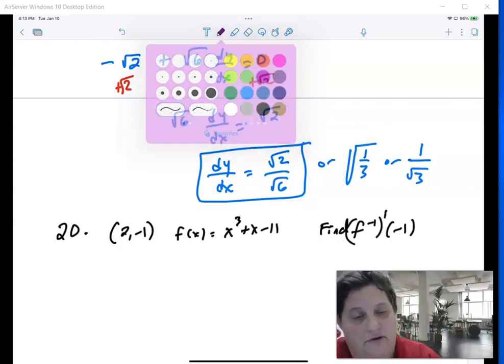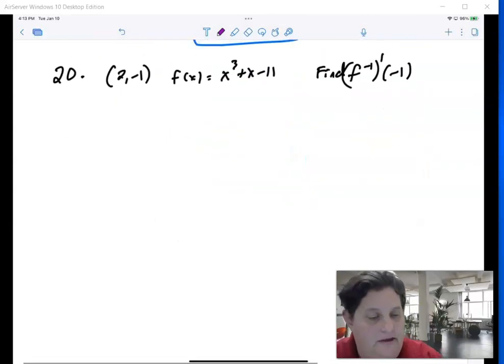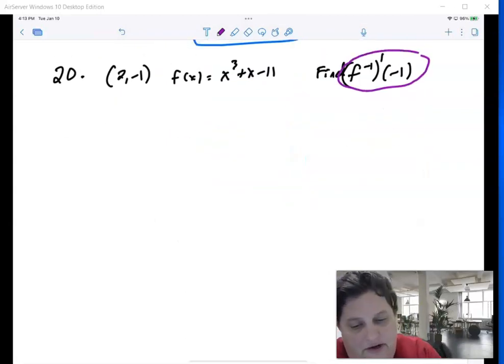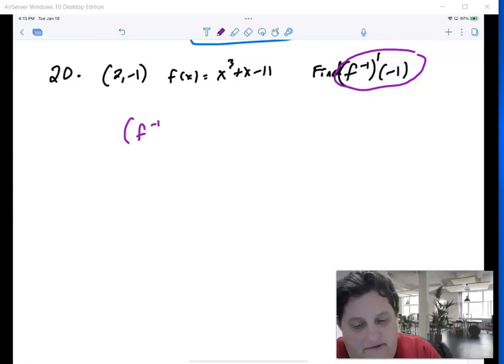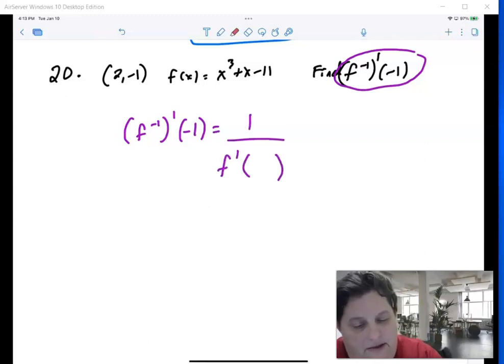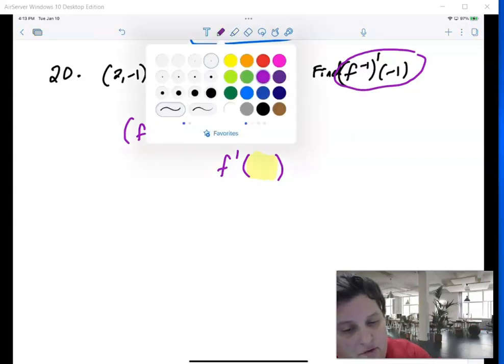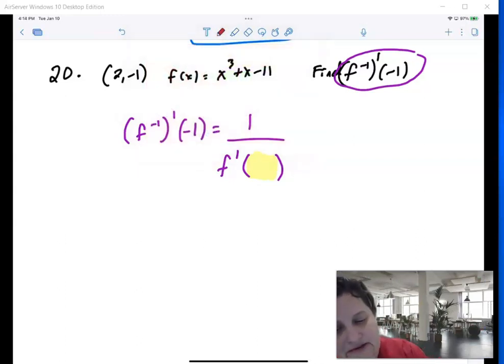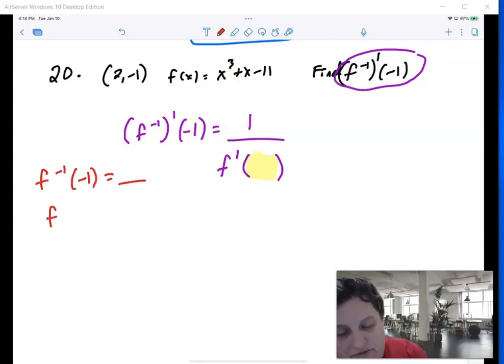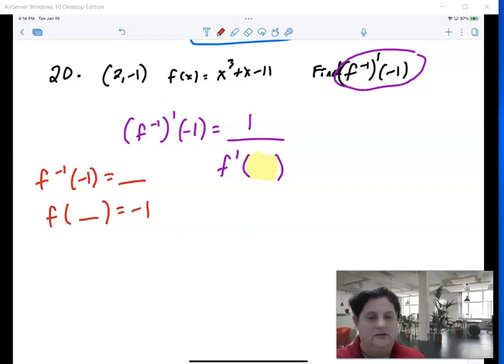Every time you're doing these, we're going to follow the same process. We start with that, and we say, okay, f inverse prime of negative 1 equals 1 over f prime of something. My whole goal right now is to find out what number goes right there. Go off to the side, drop the primes, and that means that f inverse of negative 1 equals something, which means f of something equals negative 1.